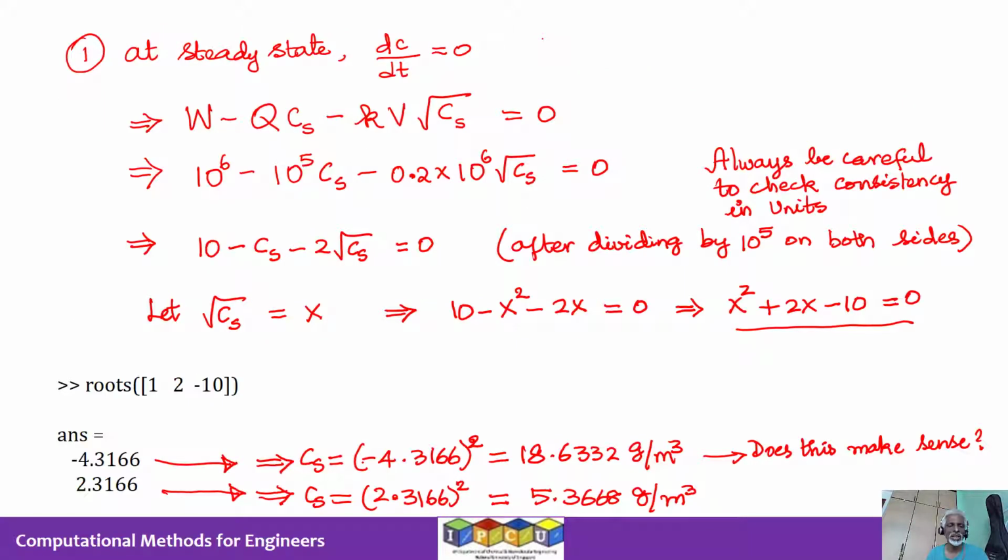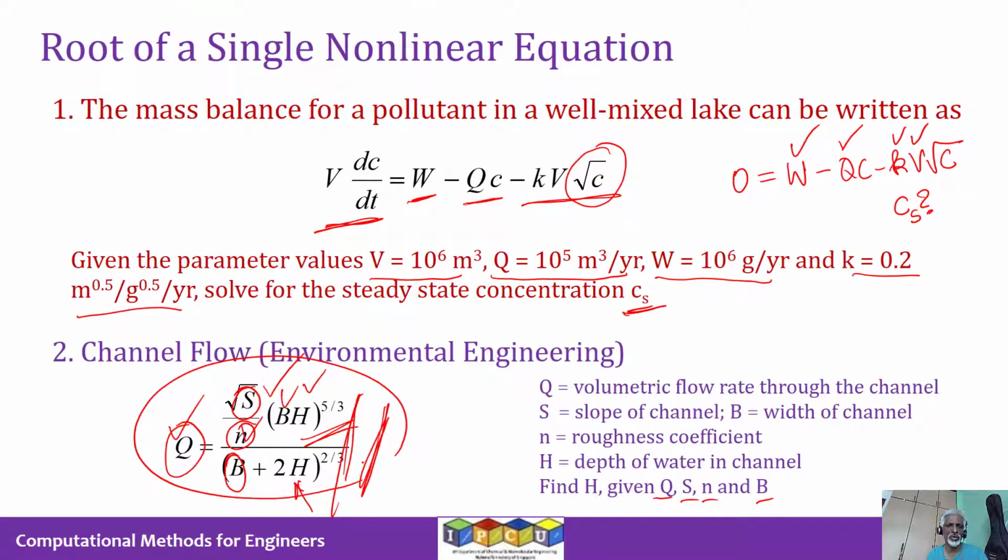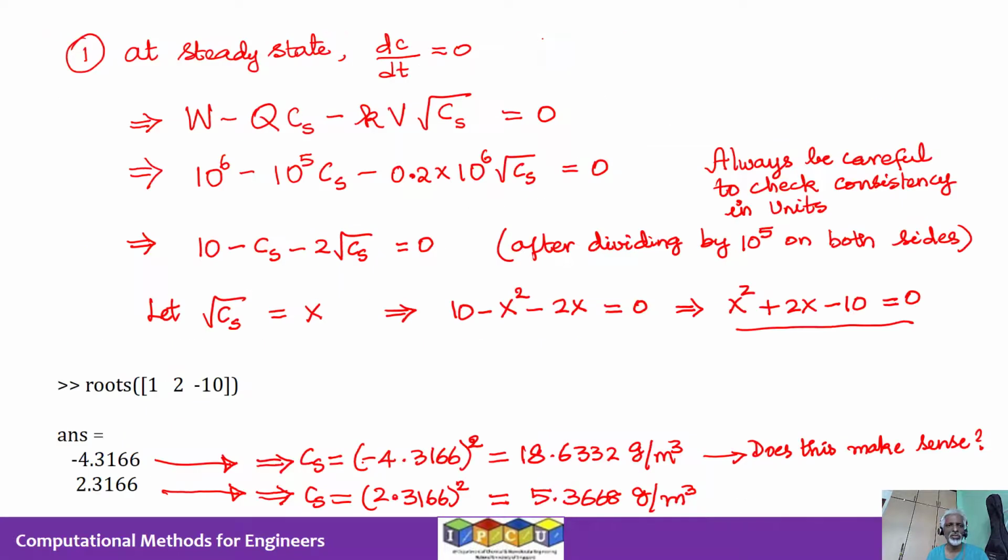But here, I want to try to solve the first problem. As you remember, dc by dt is equal to 0 at steady state. Therefore, we have this equation as I explained. Note that because we are solving for the steady state concentration, I have used the symbol CS instead of C in the equation. Now, I substitute the values of W, Q, K, V, etc. given in the question, and then I divide throughout by 10 to the power of 5 after making sure the units are consistent.